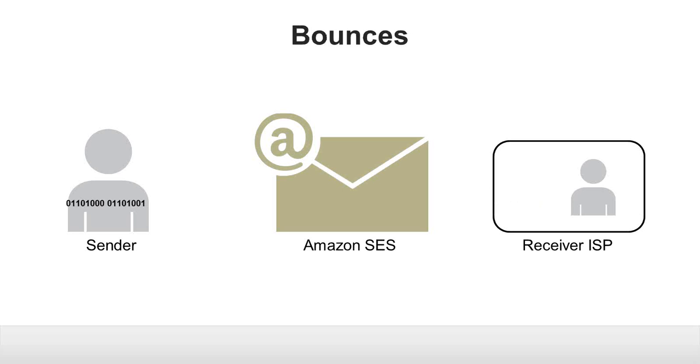If the recipient's email address does not exist, the ISP sends a bounce notification to Amazon SES. The service then forwards the notification to the sender. That notification can be forwarded via email or via Amazon Simple Notification Service, and Rohan will show you how to set that up in just a few minutes.